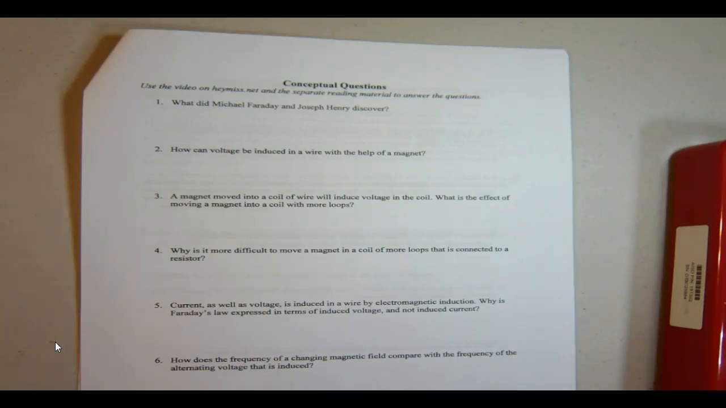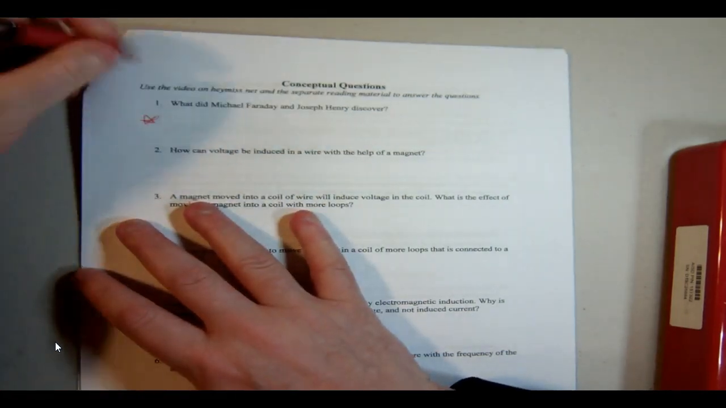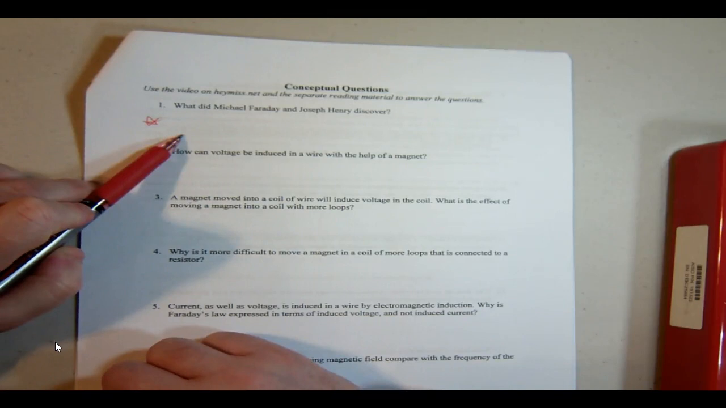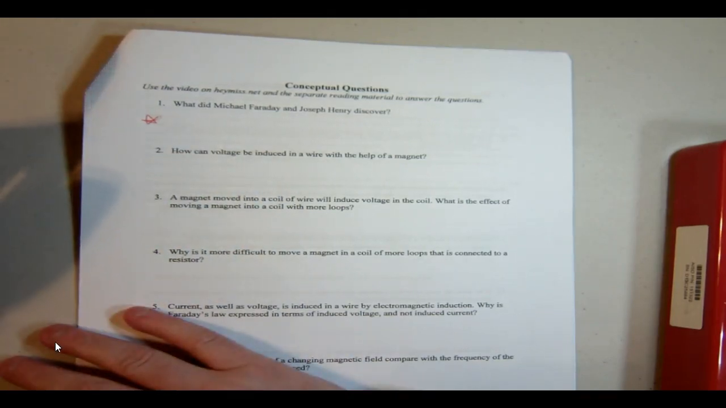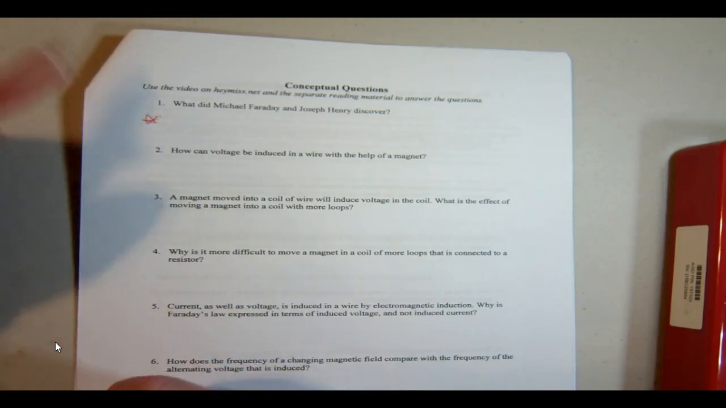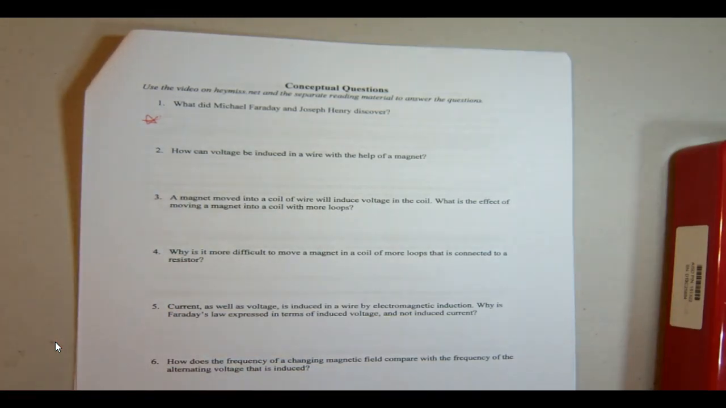All right, so what did Michael Faraday and Joseph Henry discover? Just what we talked about in the vocab, they discovered that magnetism can produce an electric current in a wire. So for number 1, they discovered that magnetism can produce an electric current in a wire. And that's sort of like Faraday's law, right? Okay, let's go to number 2.